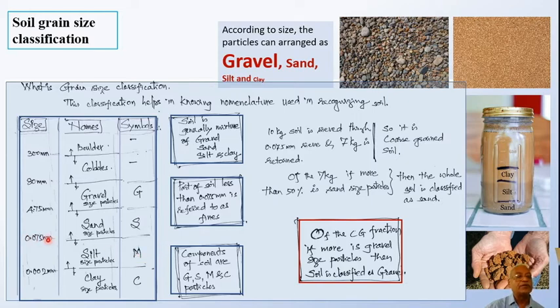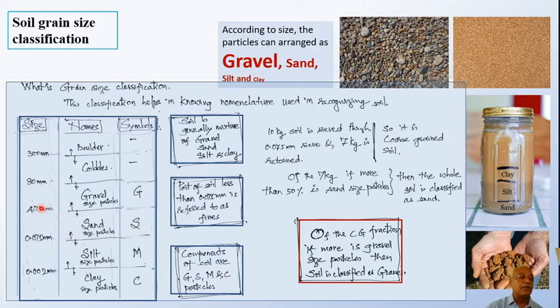And then from 0.075 up to 4.75 mm, the particles are referred to as sand. So sand size particles: 4.75 is about 5 mm, half a centimeter, and lesser than that up to 0.075 mm. It is about 1/10 of a mm, very small, even lesser than that, actually 0.075 mm. So the particles above 0.075 and below 4.75 are referred to as sand.